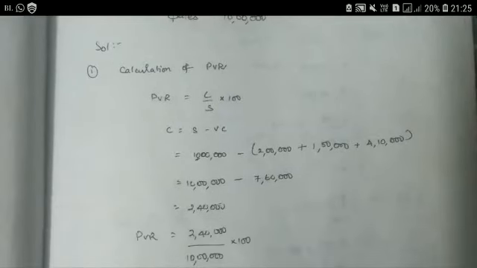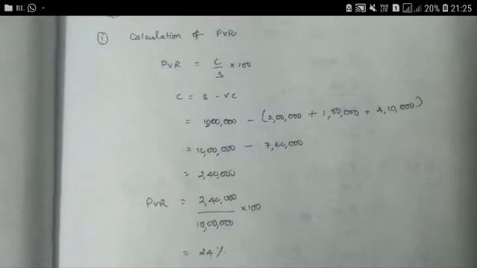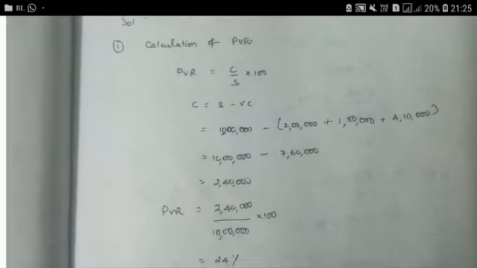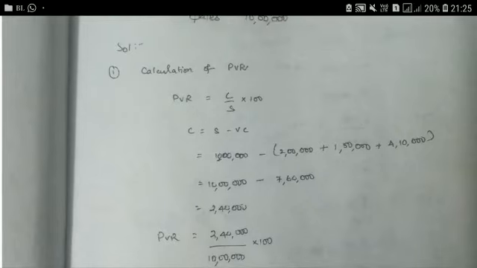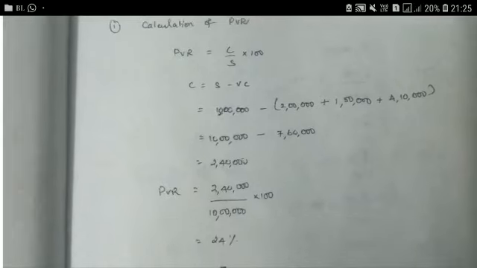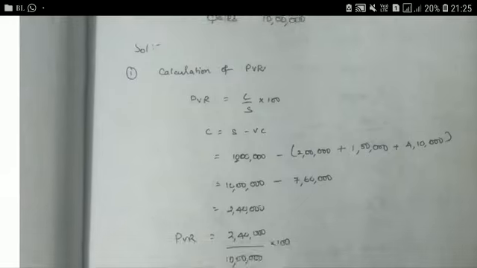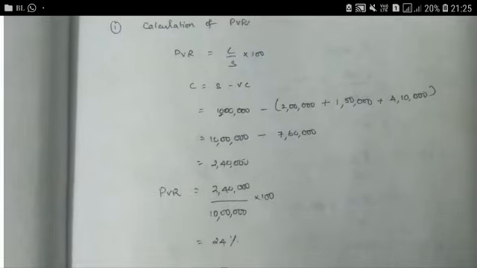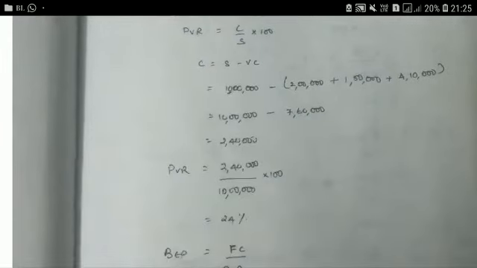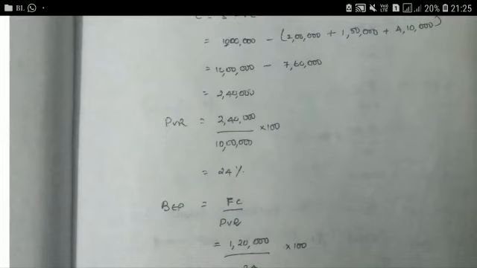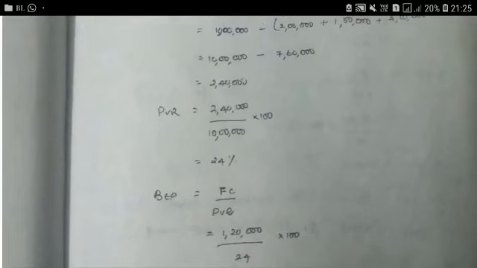The sales value is 10 lakhs. So 10 lakh minus 7,60,000, we will be getting rupees 2,40,000. Here we have calculated just the contribution. We are substituting this in the formula, that is contribution of 2,40,000 divided by sales value that is given in the problem, that is rupees 10 lakh into 100. So if we substitute this, 2,40,000 divided by 10 lakh into 100, we will be getting 24%.